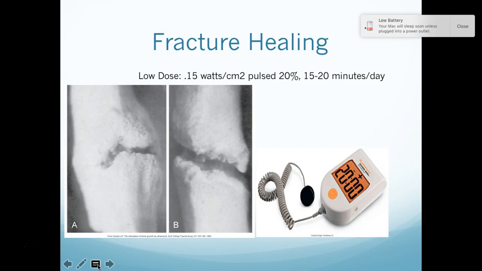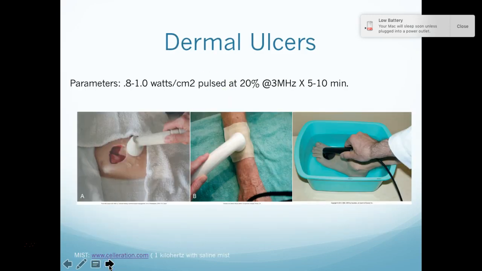Fracture healing, we talked about this. It's a low dose. It's a special little machine. It's all set up. They do it about 20 minutes a day. It's pulsed and it's at a very, very low dose. And it's just to kind of help those non-union fractures.